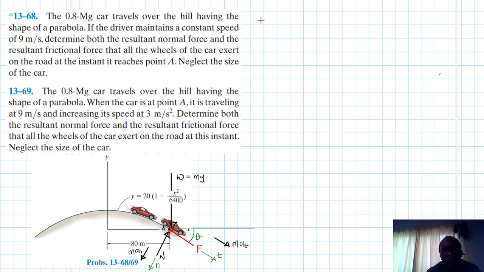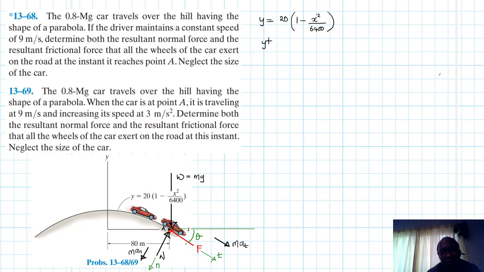So let's go ahead. So y is equal to 20 times (1 minus x squared divided by 6,400). This is the function that governs the hill. Okay, it's parabolic in shape. So let's use this function to determine the curvature, the radius of curvature, as well as the angle.